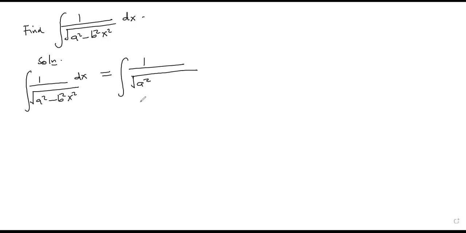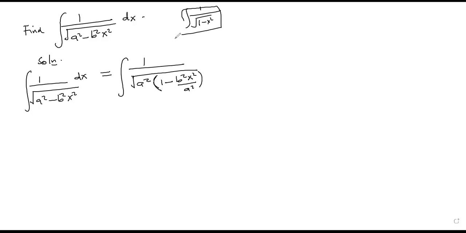So if you factorize out a squared, it's going to be a squared. Remember, we want it in the form 1 minus x squared under root 1 over. We want it in this form, so you have to ensure that you create a 1. So that's why I've factorized out a squared, so that it becomes 1 minus b squared x squared over a squared.